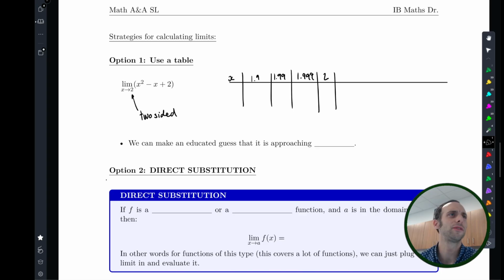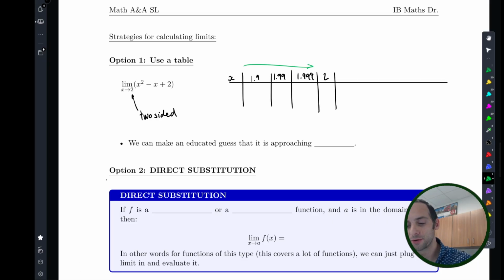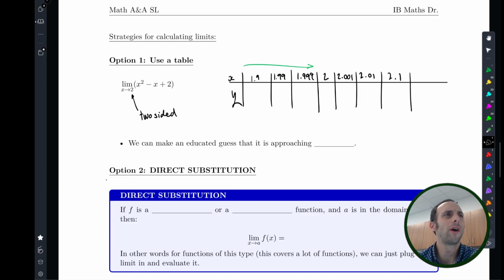So from the left, we can start at 1.9 and go 1.99 and 1.999. That should give us our limit from the left, or at least an idea of what that limit might be. And then we'll do a similar thing on the right, where maybe we start at 2.1, we go 2.01, and we go 2.001. Okay? In the second row here, we'll put our y values.